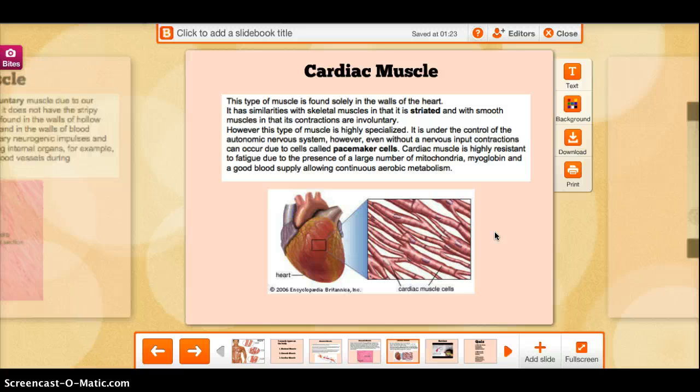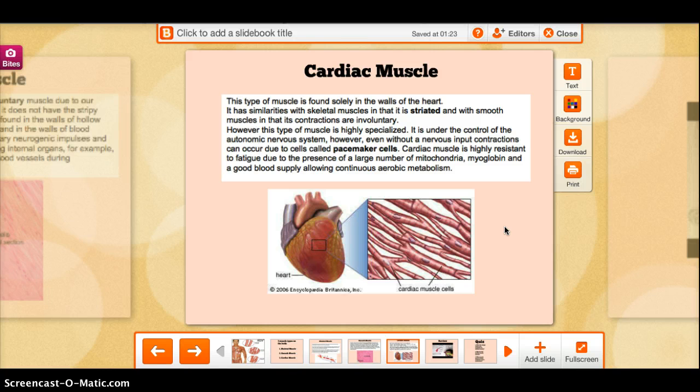It is under the control of the autonomic nervous system, and contractions can occur without a nervous input due to cells called pacemaker cells. Those pacemaker cells are the ones responsible for the involuntary control.